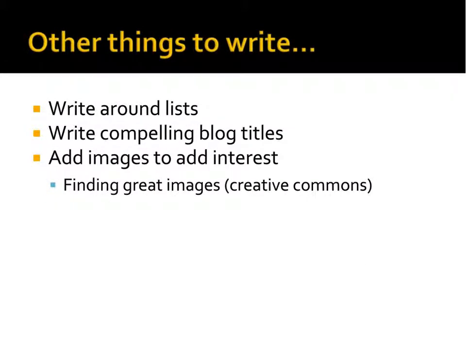Other things to consider: you can always write around lists, like the 5 best things for technology-enhanced learning. Also consider your title. Compelling titles will draw people to your blog post. And important is to make your blog posts interesting. Include images. Make sure that you have copyright to include the image, but including an image is a great way to do this. We're going to talk about Creative Commons later.